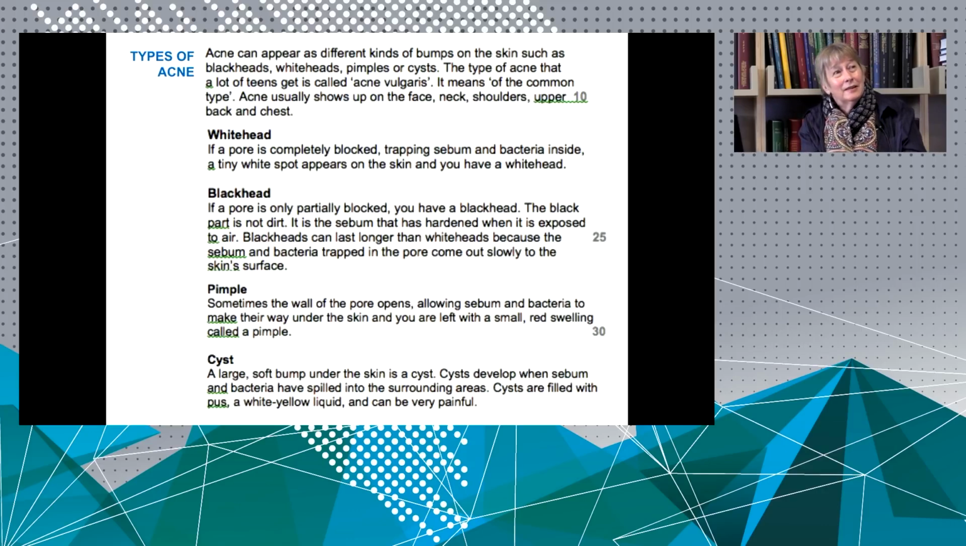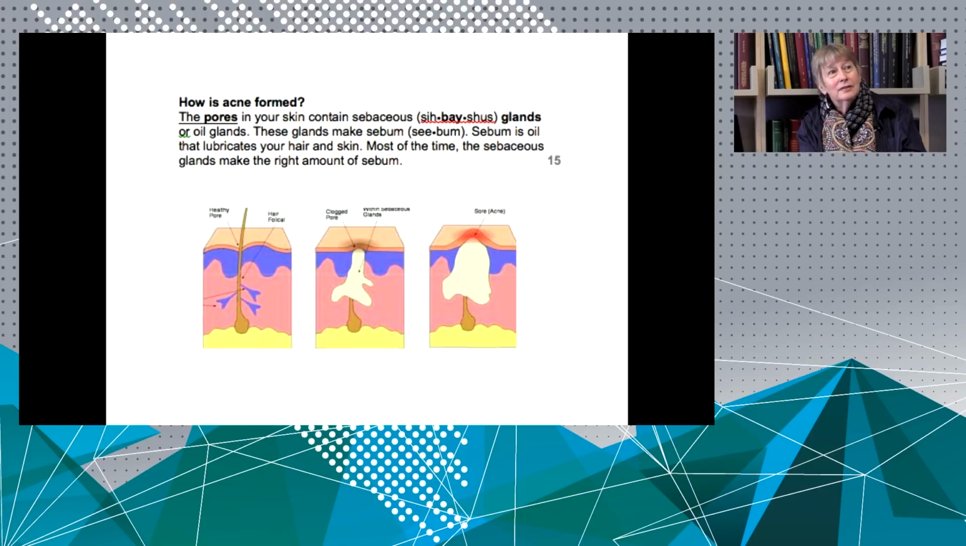And if we were modelling for the students how this text is organised, we would identify things like, well, how does it start? In this case, it starts by classifying the different types of acne. It then goes on to explain how acne is formed. So at this stage of the text, we get a sequential explanation, explaining the sequence of how acne is formed.